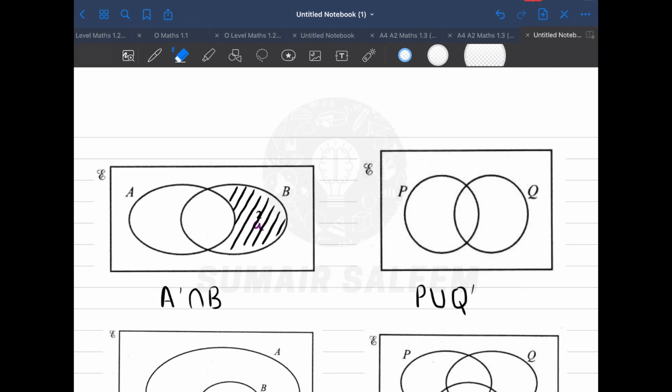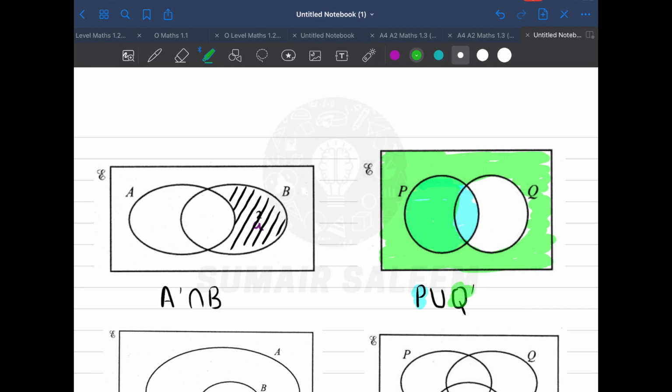Now let's do this one. It's union. So what's written before union? P. Just shade entire P. Got this? So I'm done. Then it says union Q complement. What does Q complement mean? Everything other than Q. So just shade everything other than Q as well. So everything that's shaded is my answer. Do you get this? The blue part also, the green part also.